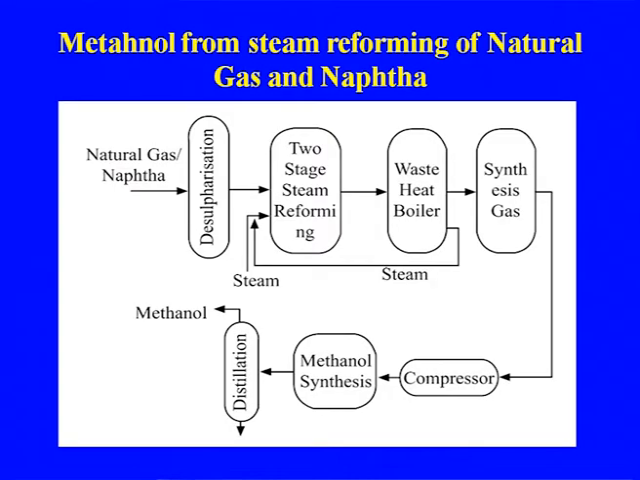This is the separate process I am discussing here. Natural gas goes to desulfurization, then steam reforming, and a waste heat boiler, because this is a high temperature operation. The reformers always have the steam waste heat boiler. The synthesis gas goes to the compressor, from the compressor to methanol synthesis, and finally distillation, where we get methanol. So, this is the process flow diagram for methanol. How we get the synthesis gas from various raw materials, I discussed in detail in the previous few slides.